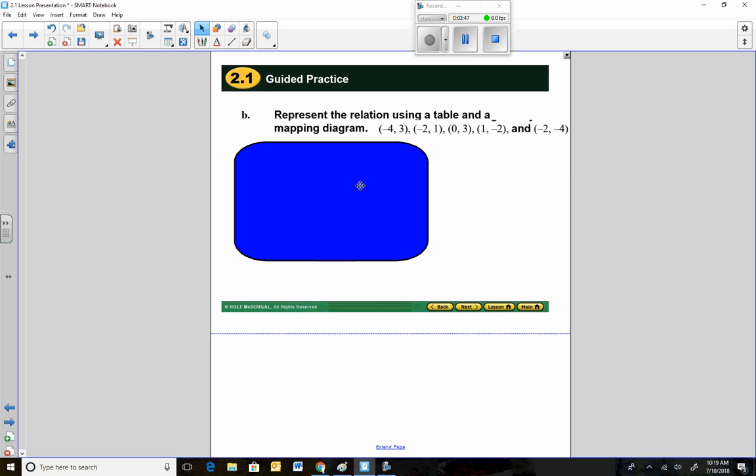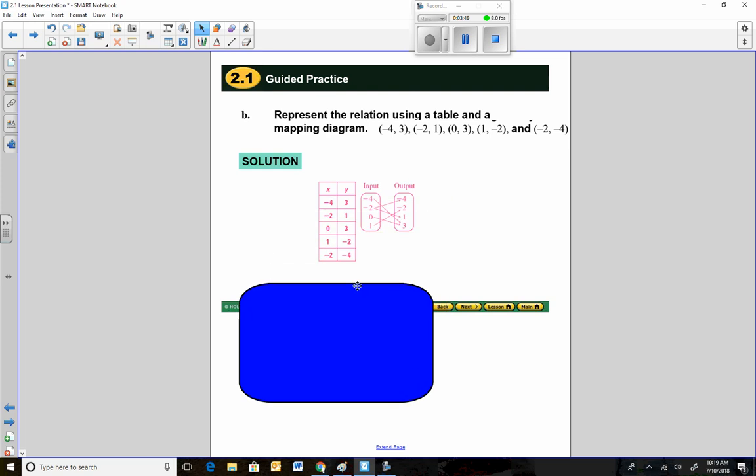Welcome back. Did you write them in numerical order on the X's, like -4, -2, 0, 1? Okay, now you'll have all these coordinates, but you're supposed to write them in numerical order. So you've got -4, -2, 0, 1. This is how we would write them as a map. On the right side, you go ahead and list the Y values in ascending order, -4, -2, 1, and 3.